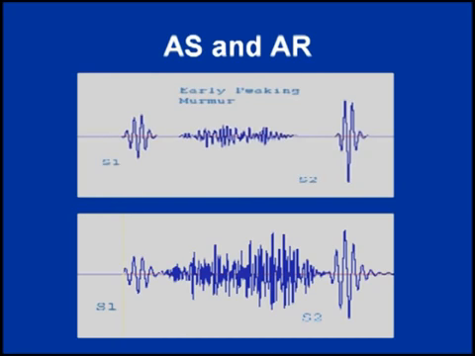Innocent murmurs reflect a normal flow velocity profile across the aortic valve. Aortic stenosis, on the other hand, has a delayed peak, reflecting the increased obstruction to outflow. Notice how the innocent murmur peaks early in systole, and compare that to the late peaking of aortic stenosis. First, the innocent murmur, and now aortic stenosis.